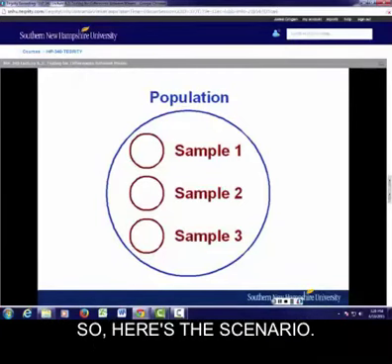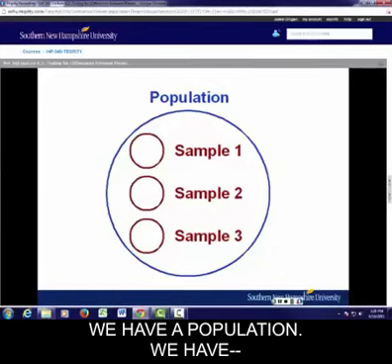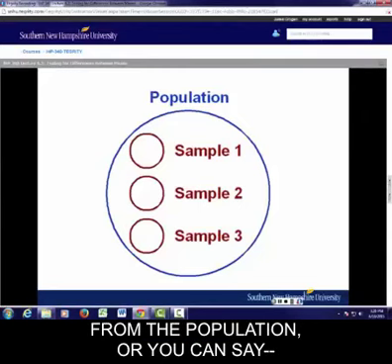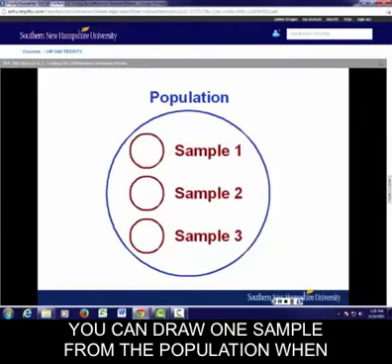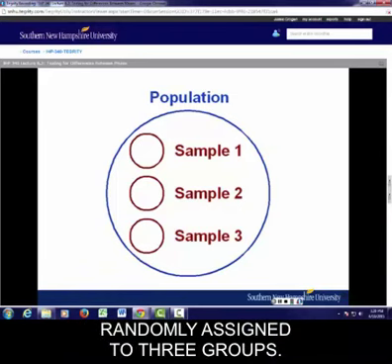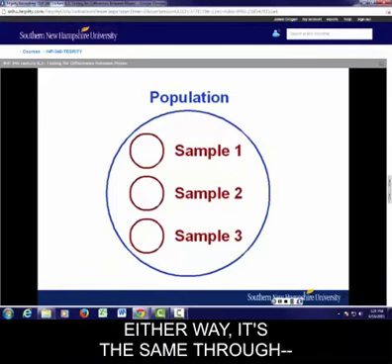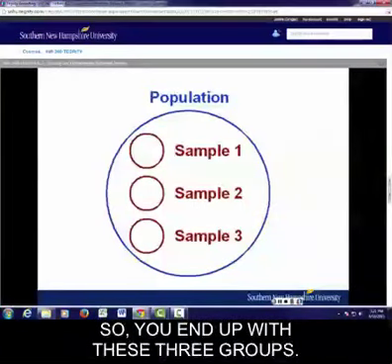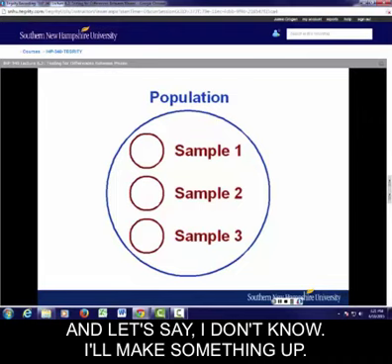So here's the scenario. We have a population. You can think of this as 3 samples from the population, or you can say you can draw 1 sample from the population and then randomly assign to 3 groups. Either way, it's the same because it's all random. Okay, so you end up with these 3 groups. And let's say, I don't know, I'll make something up.